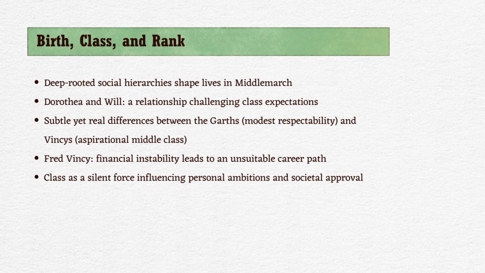Through these narratives, Eliot shows us that class divisions are not merely background details. They're silent but powerful forces that shape ambitions, personal choices, and even future happiness. In Middlemarch, social class doesn't just affect marriage, it influences entire life trajectories.